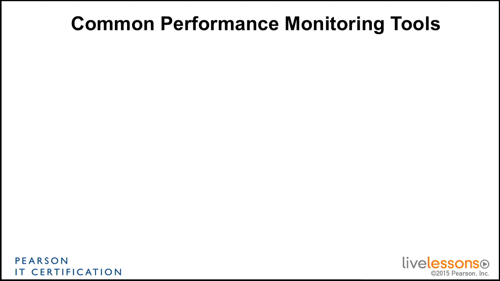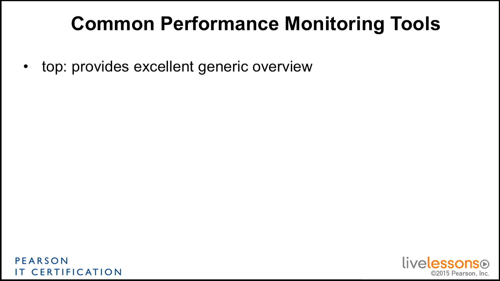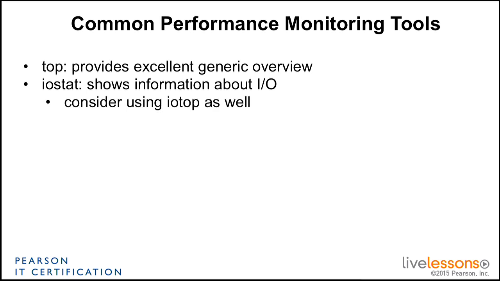Now, to monitor performance, there are some common performance monitoring tools. First of them, top. Top is a very basic tool, but also a very rich tool, and it provides an excellent generic overview of everything your system is doing. When I do performance analyzing, top is always the first utility I am using. And if from top I find a specific problem, I go look somewhere else, for example at iostat, which shows statistics about I/O. And if you're at iostat, if you need to find out which particular process is creating a high load on I/O, you can use iotop as well. I will show you both of those utilities.